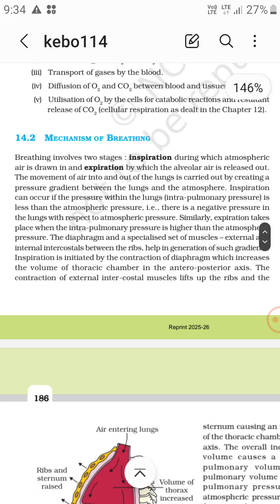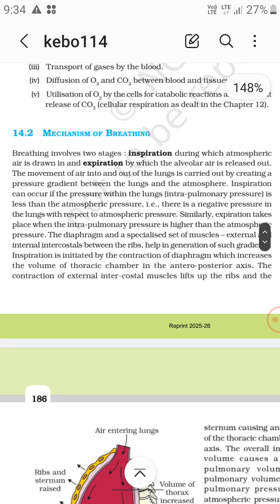Now, the mechanism of breathing. Breathing involves two stages: inspiration, during which atmospheric air is drawn in, and expiration, by which the alveolar air is released out. The movement of air into and out of the lungs is carried out by creating a pressure gradient between the lungs and the atmosphere.